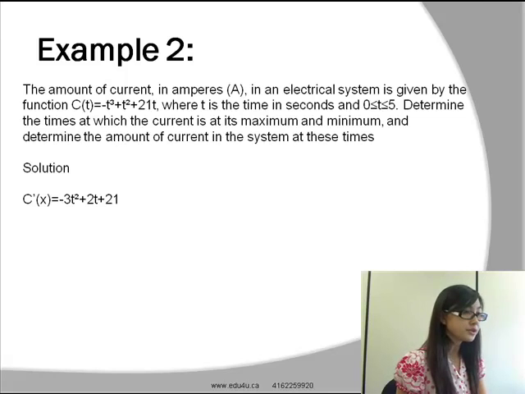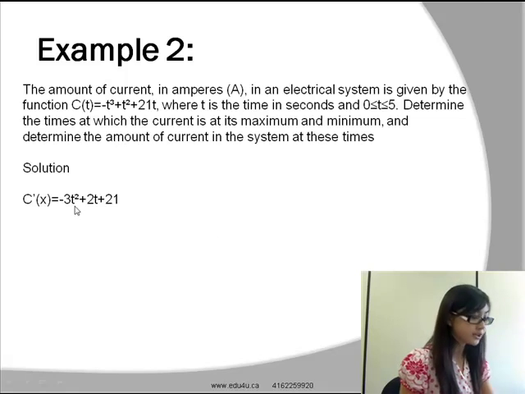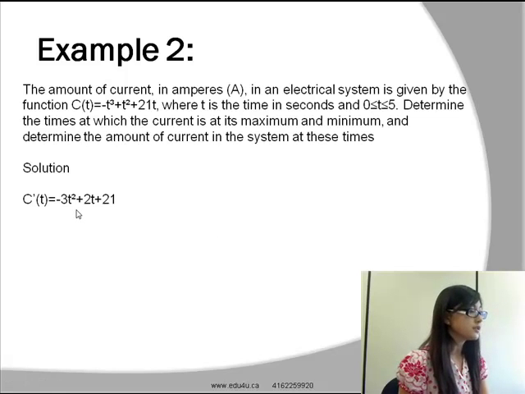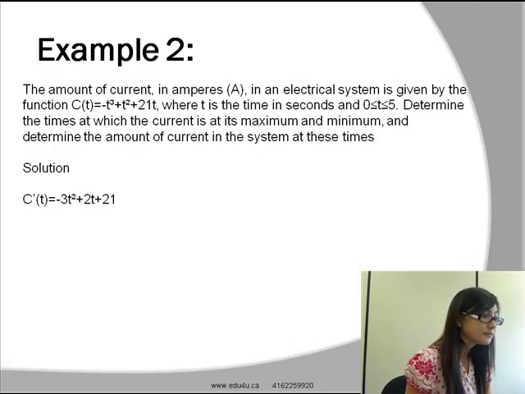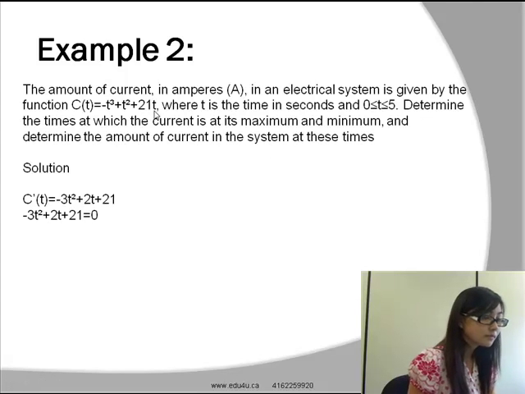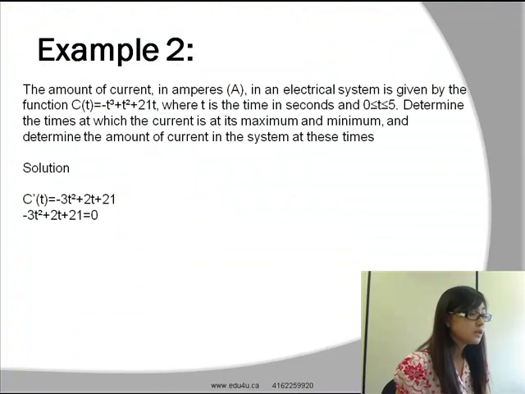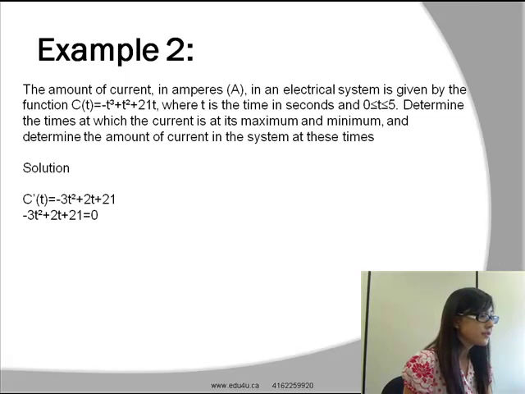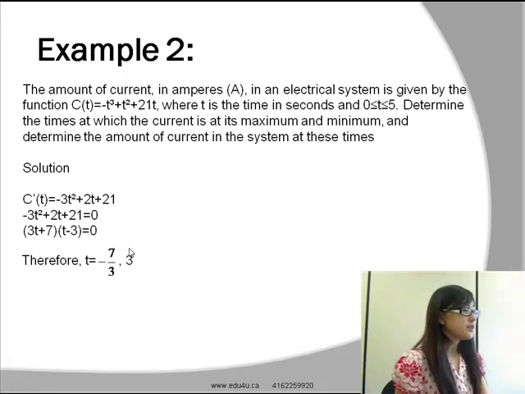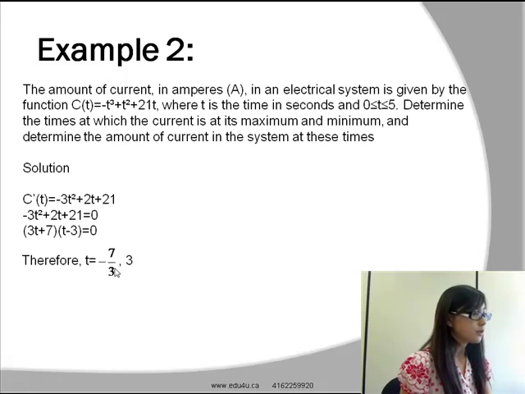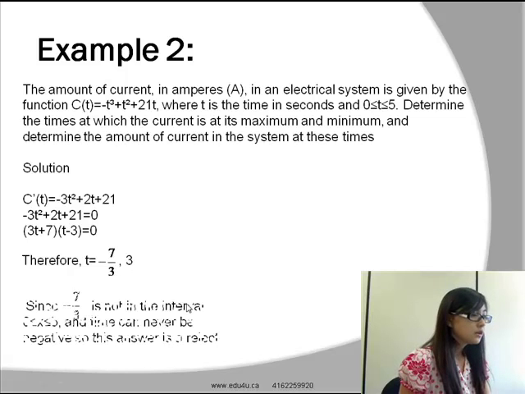So once again, we have to start step by step with the procedure. The first procedure asks us to find the derivative of c of t. Sorry, let me just change that. So the derivative of c of t equals negative 3t squared plus 2t plus 21. Next, we let this derivative of c of t be equal to 0, and we solve for t. t will be either negative 7 over 3 or 3.